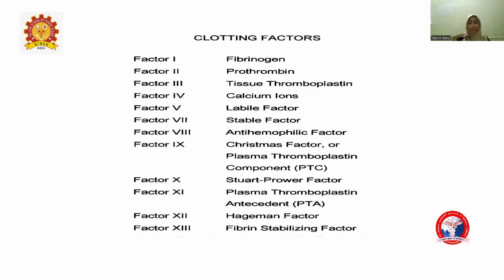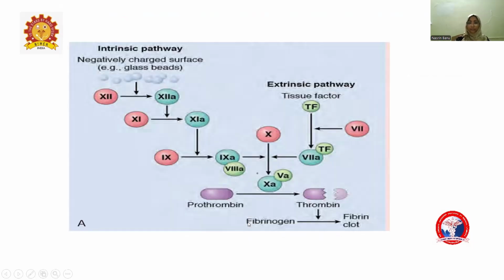What are the clotting factors? There are 13 clotting factors. Factor 1 is fibrinogen, factor 2 is prothrombin, factor 3 is tissue thromboplastin, factor 4 is calcium ions, factor 5 is labile factor, factor 7 is stable factor, factor 8 is anti-hemophilic factor. Christmas factor, plasma thromboplastin component, is factor 9, Stuart-Prower factor is factor 10, plasma thromboplastin antecedent is factor 11, Hageman factor is factor 12, and fibrin stabilizing factor is factor 13.